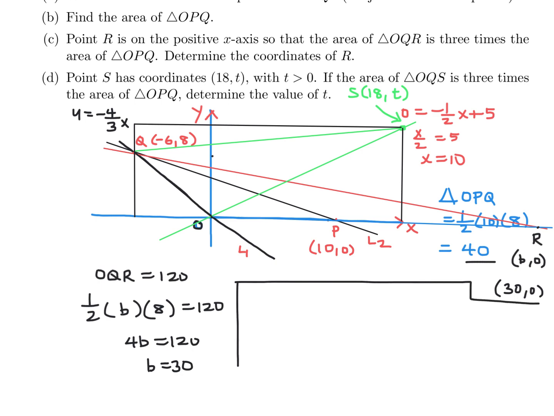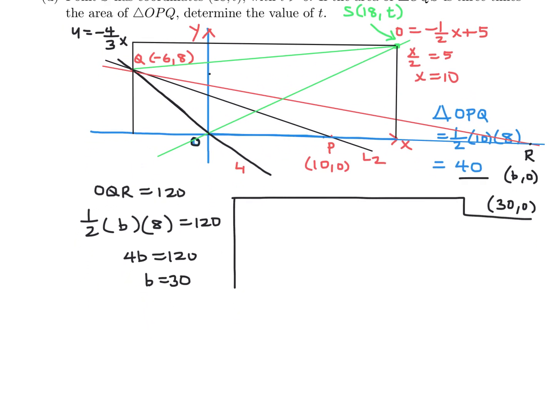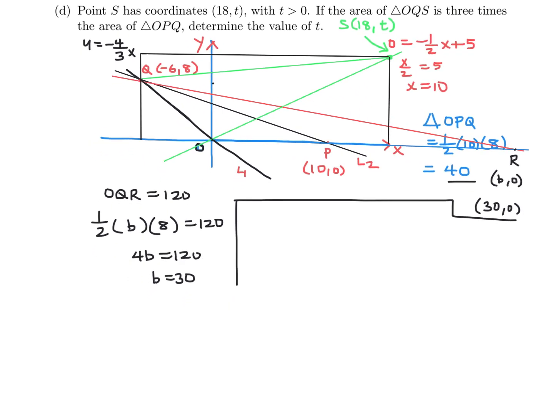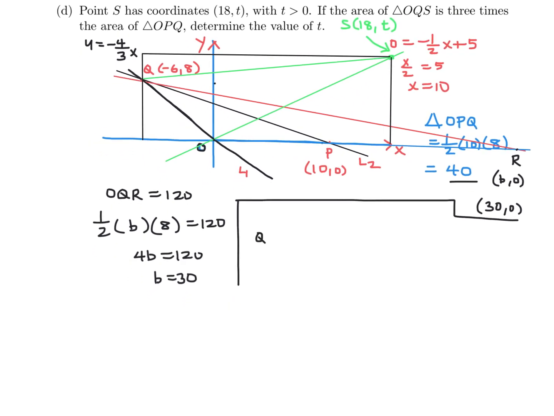Okay, let's move this up a little bit. So this OQS, right? Yeah, OQS. That would basically be the full rectangle that I just drew in black minus 1, 2, 3 triangles. So minus one triangle, 1/2 base times height, minus another triangle, 1/2 base times height, minus another triangle, 1/2 base times height.